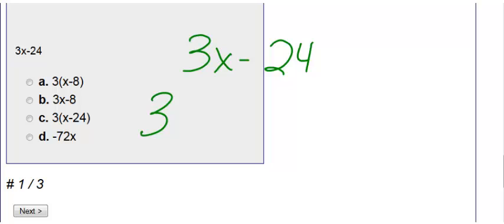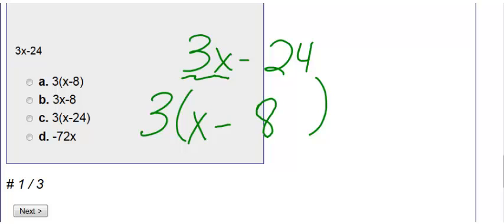Okay, my 24 doesn't have an x, so I can't pull out an x. So now I make my parentheses. If I take this 3 away from that x, all I'm left with is an x, minus. Then I ask myself, 3 times what gives me 24? 3 times 8, so the 8 goes here. And so here's our answer.